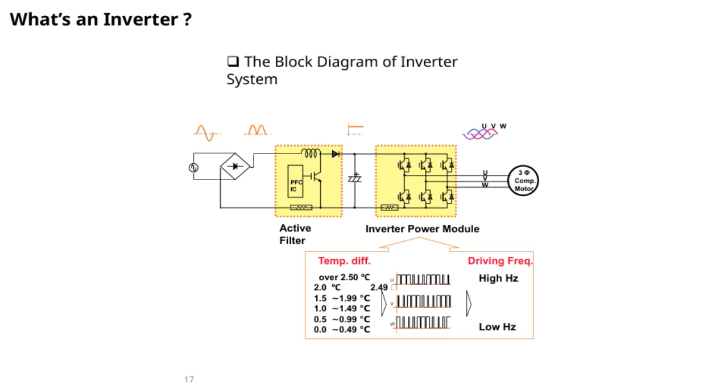Temperature difference, or temp diff, is also tracked to monitor thermal conditions, helping prevent overheating and ensuring reliable operation. The graph on the right illustrates how temperature differences are categorized based on the operating frequency, with higher frequencies generally leading to higher temperatures, over 250 degrees C in some cases, indicating the importance of thermal management. Finally, the overall block diagram of the inverter system ties all these components together, showing how they interact to control motor operation efficiently and reliably.